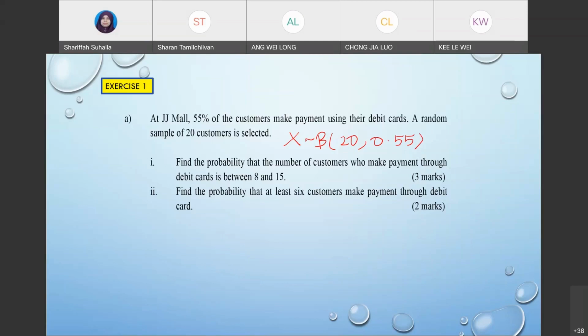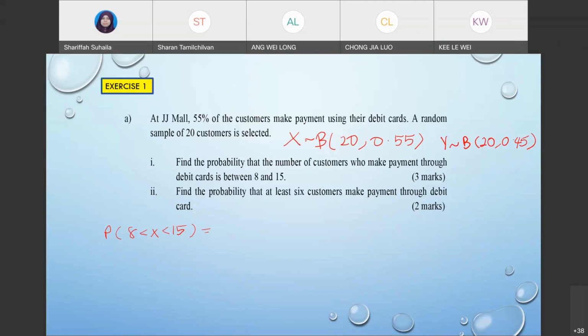Okay, so again, a number of customers who make payment, so still we have X, the random variable. Probability 8 less than X less than 15. So again, the value of your pi is 0.55. It's not in your stats table. So we change to 1 minus pi, 1 minus 0.55, so your 1 minus pi is 0.45.